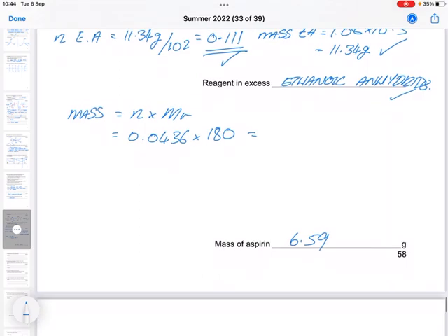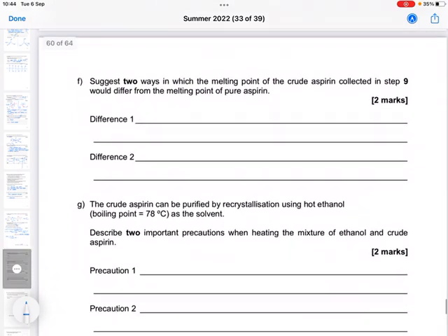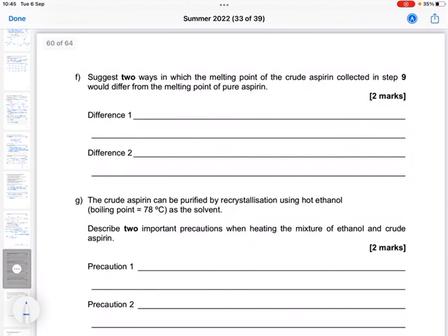Okay. Part F suggests 2 ways in which the melting point of crude aspirin would differ from the melting point of pure aspirin. So impurities tend to lower the melting points. So it'll have a lower melting point. And pure liquids have a specific point. If you think of water, it boils at 100 degrees C. Whereas when you have impurities, you have a range.